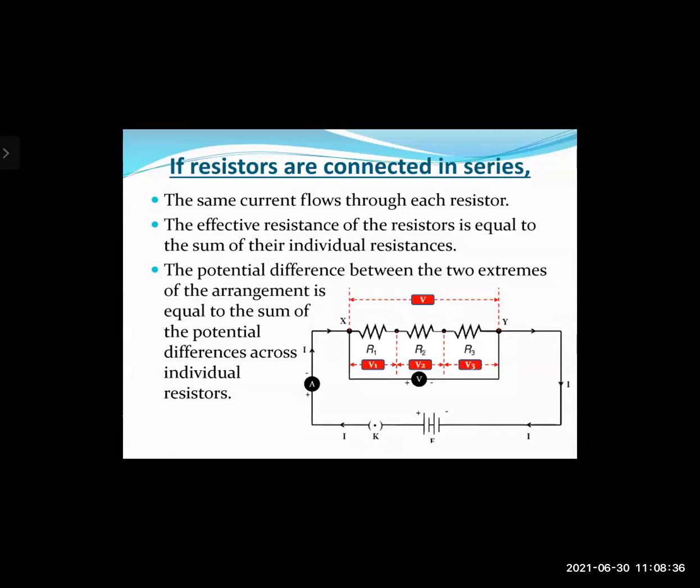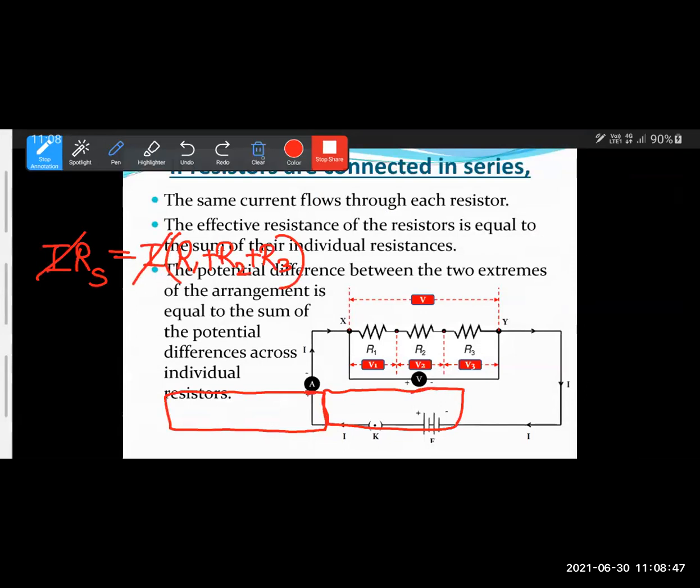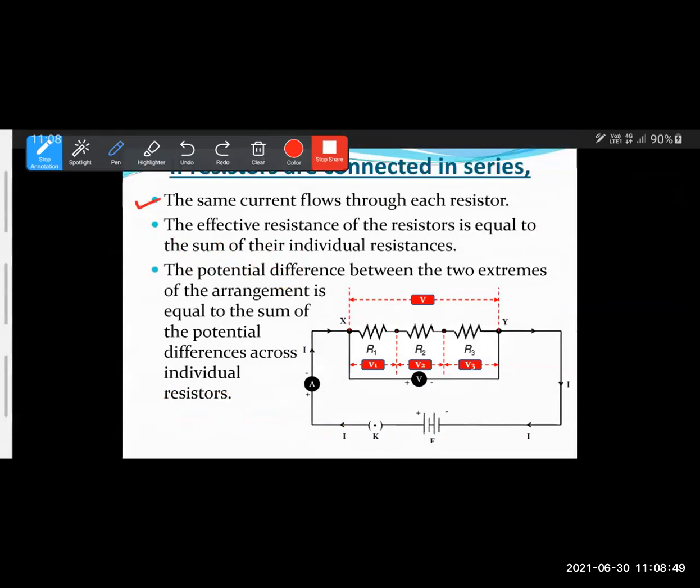Okay, so what does it say? The same current flows through each resistor, right? Now why does it happen so? If you look at the circuit diagram, all the 3 resistors are connected across the same 2 points X and Y. So there is no alternate path for that current to flow. So the current flowing will be the same, right? The value of I can be written as a constant.